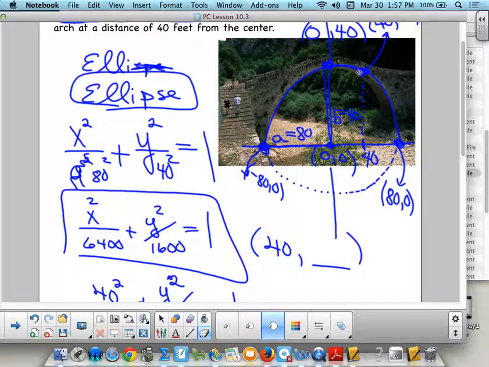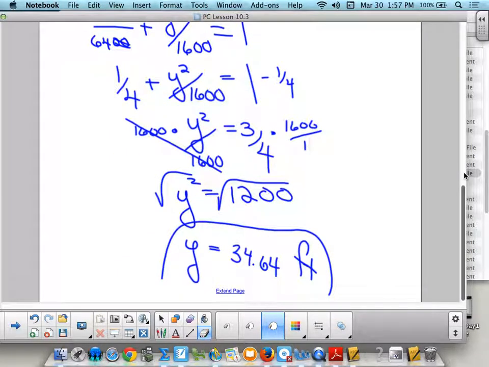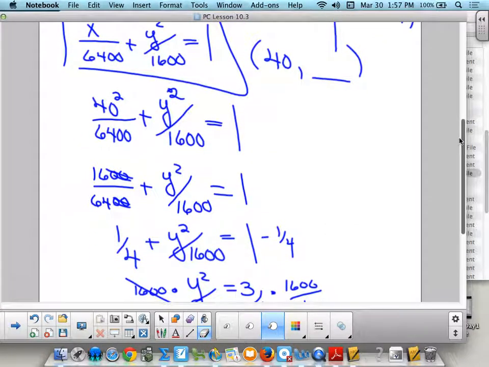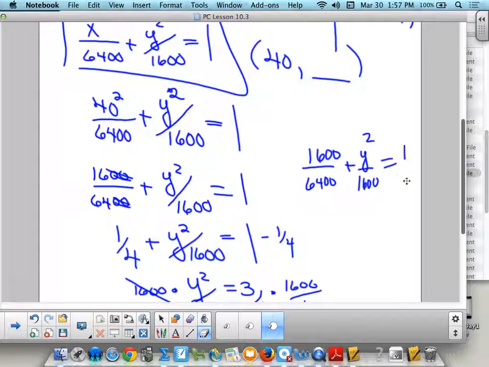And by the way, those 2 students, they're A students. They get A's. Do you want to know what they did? I kind of see how that happens. Well, I got to show you something. You know what they did? They went like this. Where is it? Oh, right here. You see how it says 1600 over 6400, and then plus y squared over 1600 equals 1?